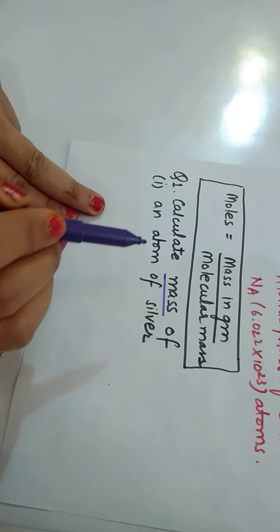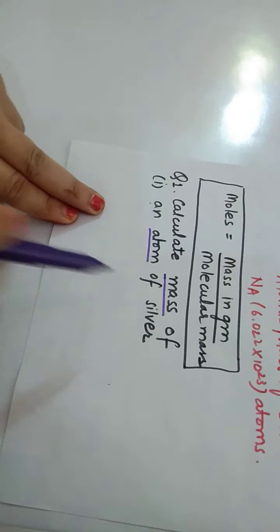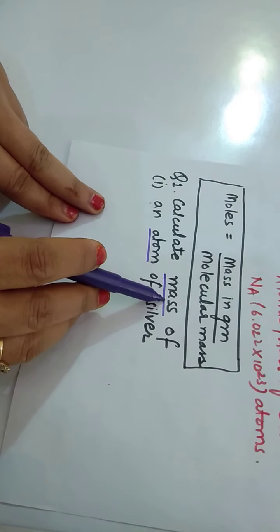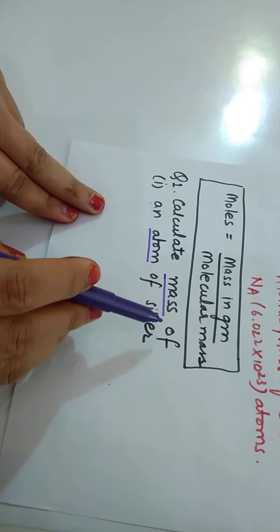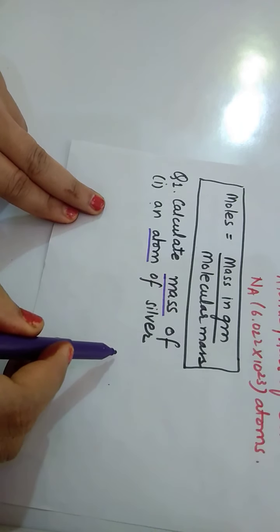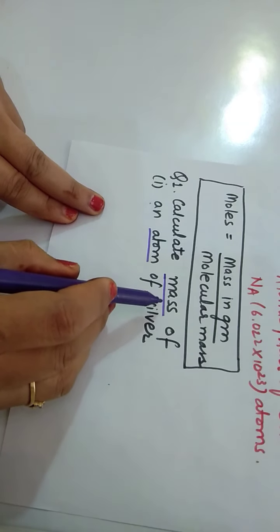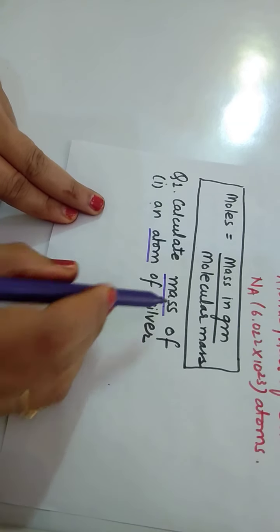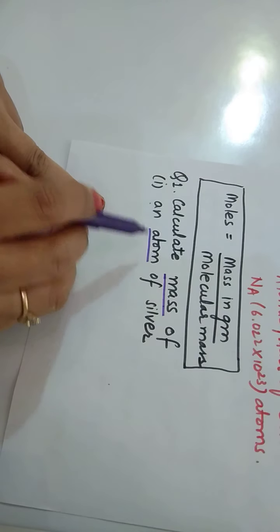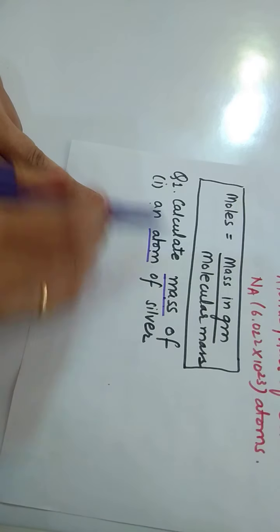What is asked is the mass of an atom of silver. Whenever mass is asked, you need to find out the mass. Mass is always in gram, so gram should always be on the right side. What is asked should be on the right side, and the thing with the help of which you are going to find out the mass should be on the left side.